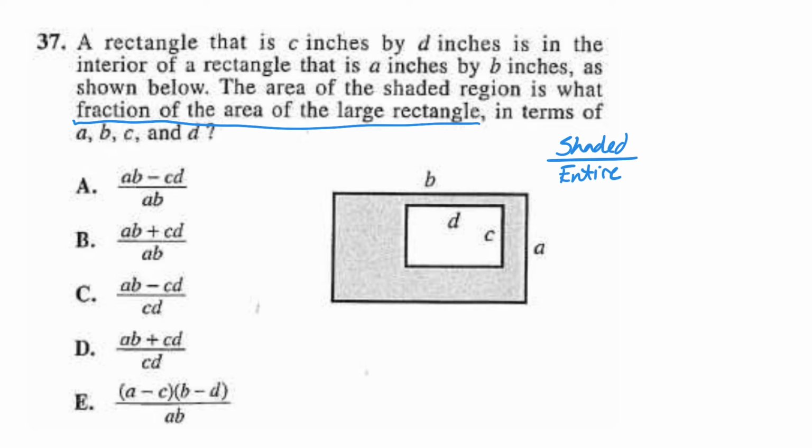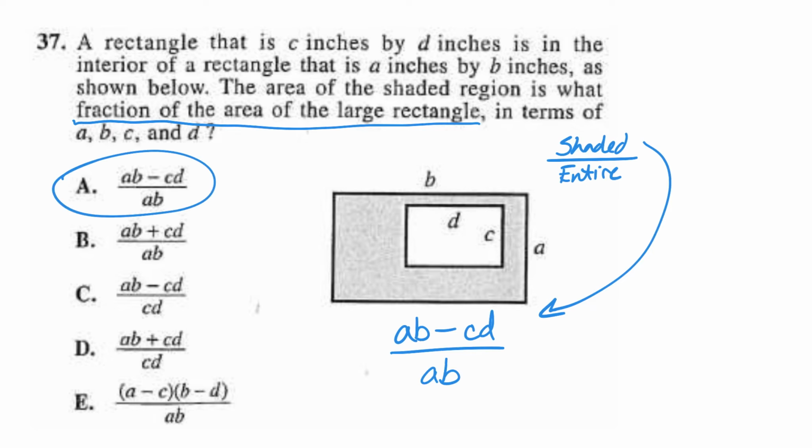So what we need to do is find the shaded region. Well, the shaded region is the area of the big triangle, that's A times B, minus the area of the small triangle, which is C times D. So that is what our shaded region is. And the area of the entire triangle is just... I keep saying triangle, I mean rectangle, I'm sorry. The area of the entire rectangle is just A times B. This would be our answer choice, A.